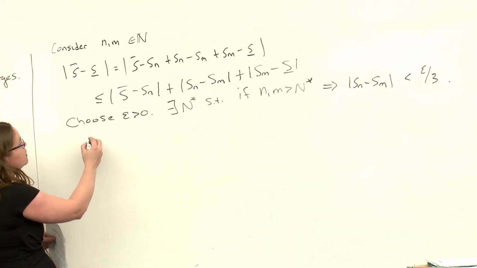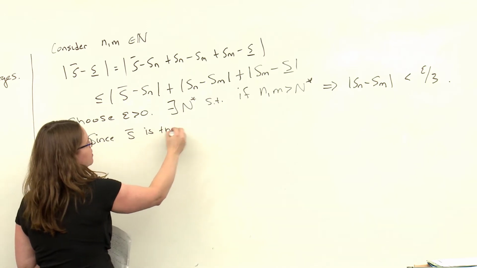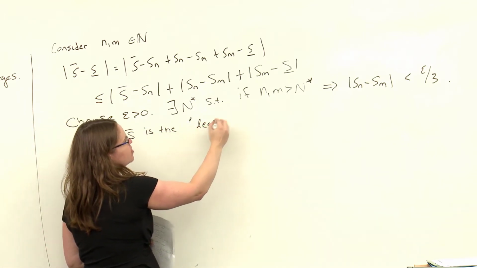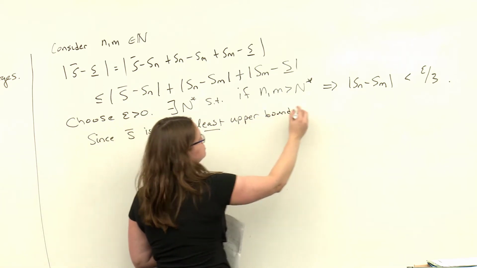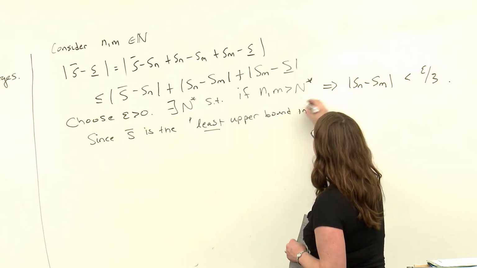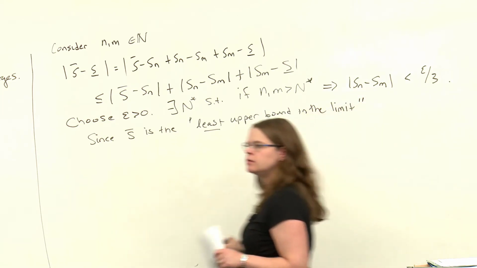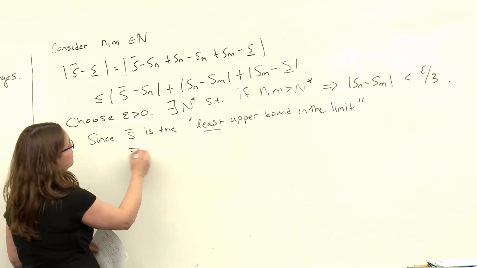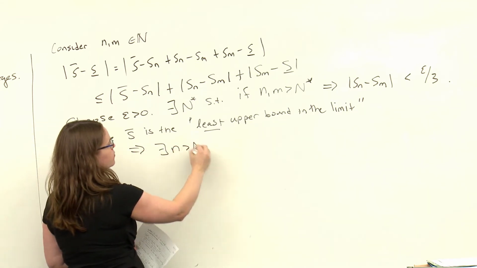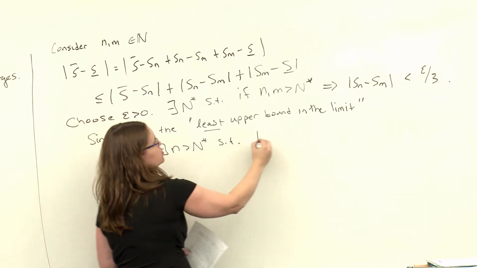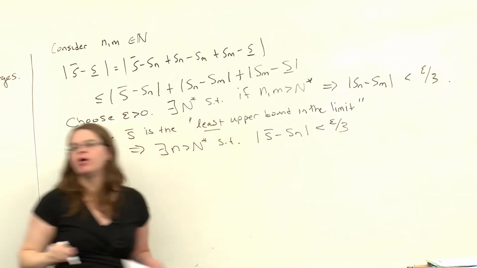It is true, though, that since S bar is the least upper bound in the limit, I can at least find a value of n such that this term is small. It's not always small, but it's sometimes small.